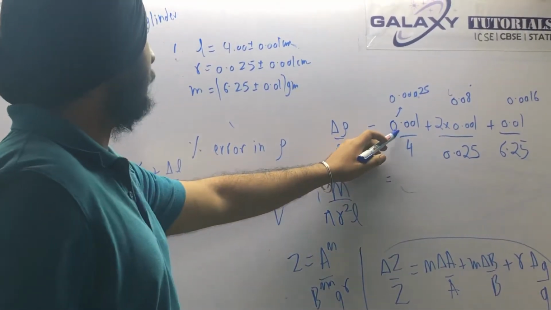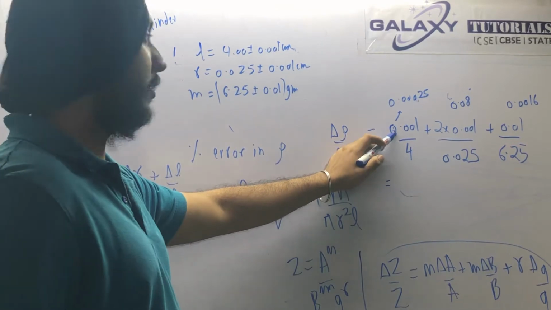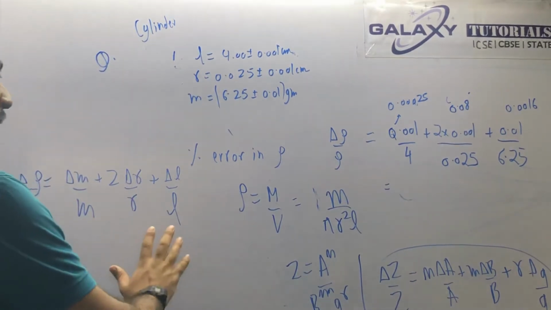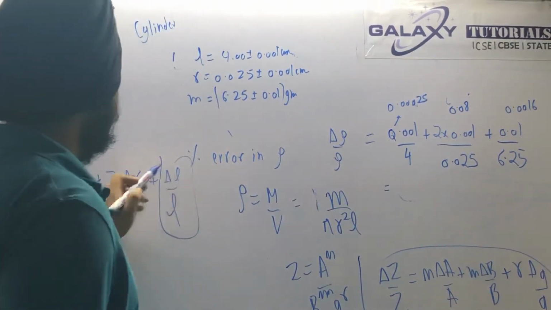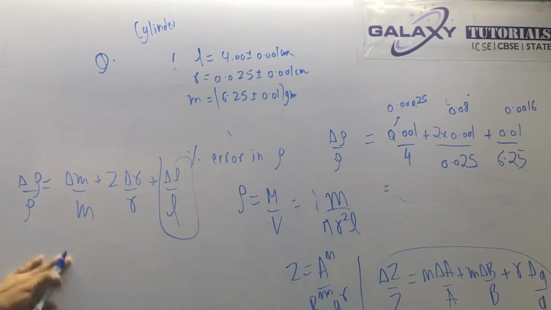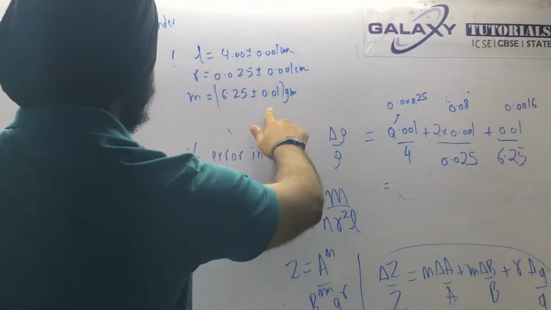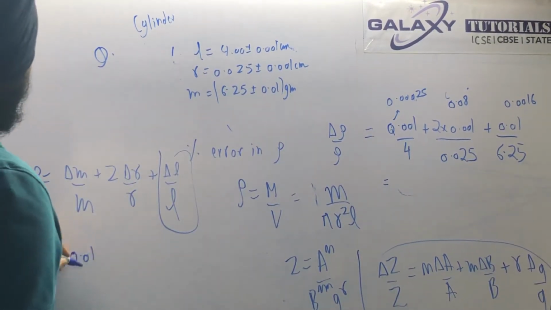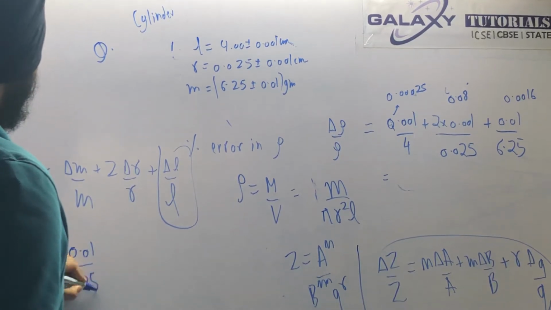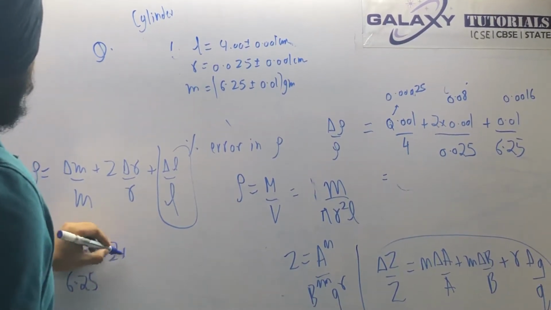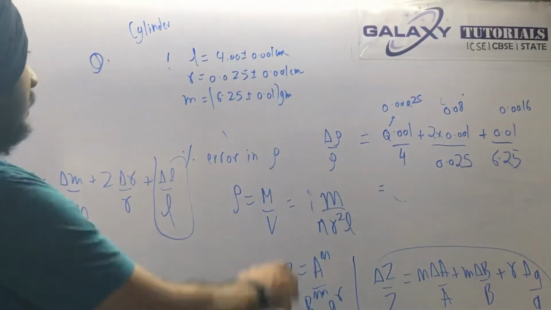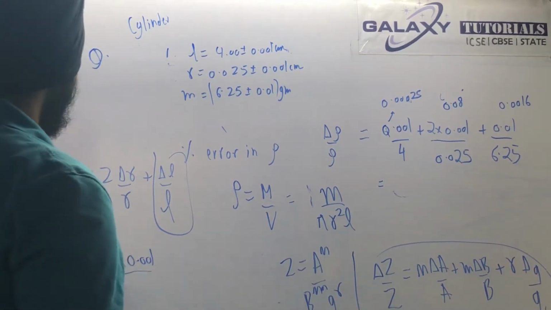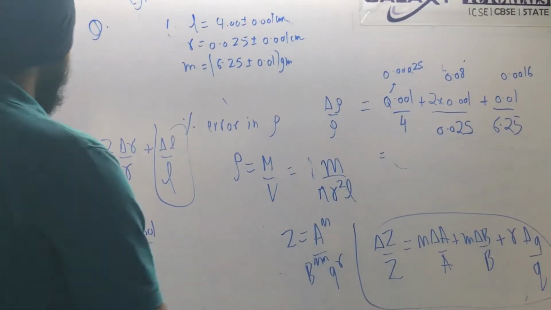Delta m, the error in m, is 0.01. Delta m upon m will be the error in m upon the value of mass, so 0.01 divided by 6.25, plus 2 into delta r upon r. Delta r is how much? 0.001 upon 0.025.